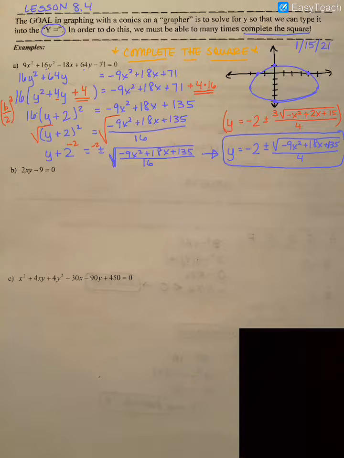So if it's 2xy minus 9 equals 0, I'm going to add 9. If I add 9 on the left, I add 9 on the right, and I have 2xy equals 9. To get that y by itself, I'm going to have to divide by 2x. If I divide the left by 2x, I divide the right by 2x. The two x's cancel. y equals 9 divided by 2x. And I'm going to leave it just as is, y equals 9 over 2x.